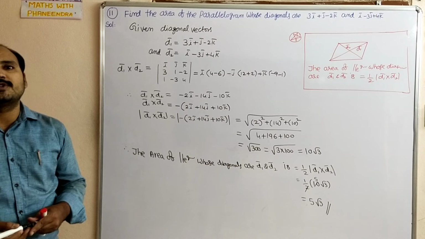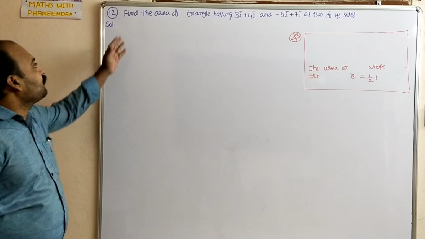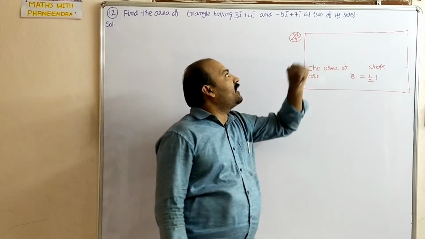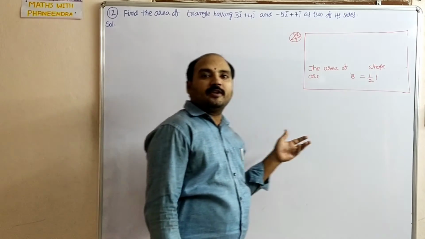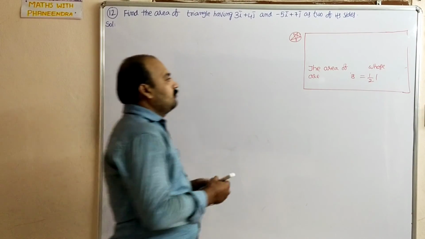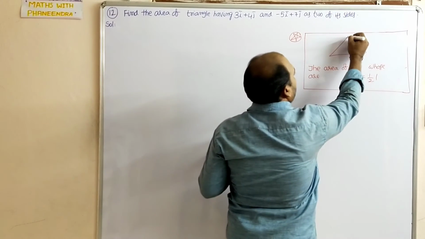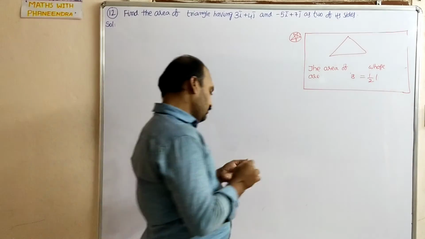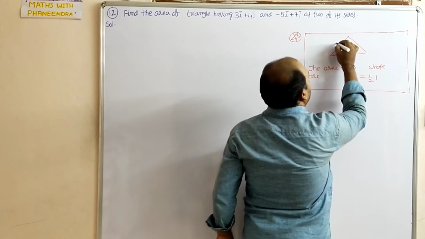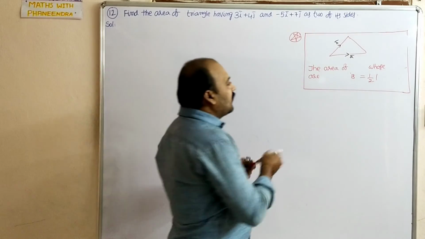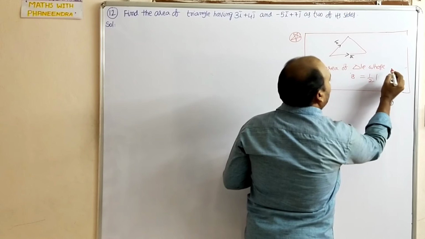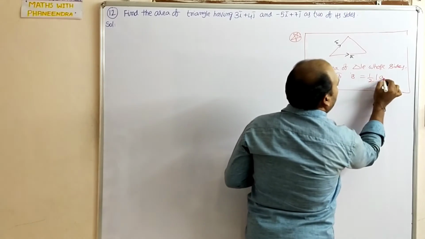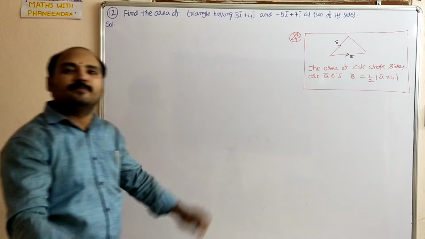We'll move to the next question. Find the area of triangle having 3i plus 4j and minus 5i plus 7j as its two sides. Then find the area. Here, this is the triangle. In this triangle, two sides are given. Suppose this is A bar, this is B bar. The area of a triangle whose sides are A bar and B bar is half into mod A bar cross B bar. That is the formula, a simple formula.